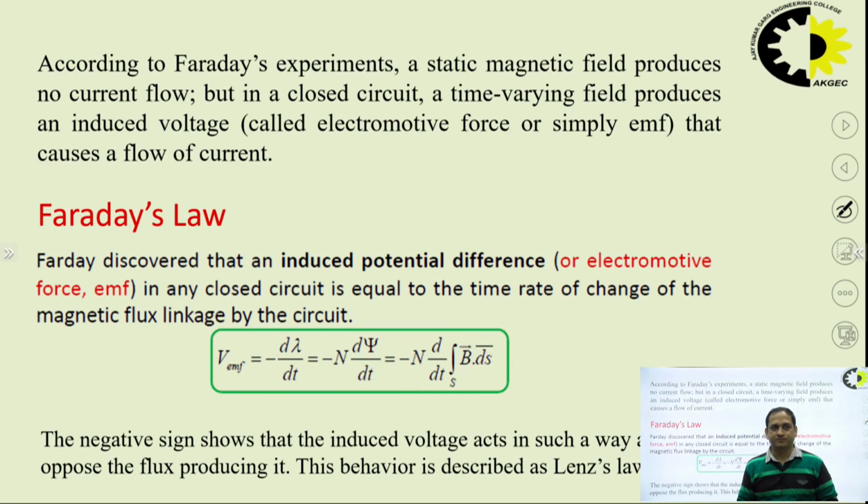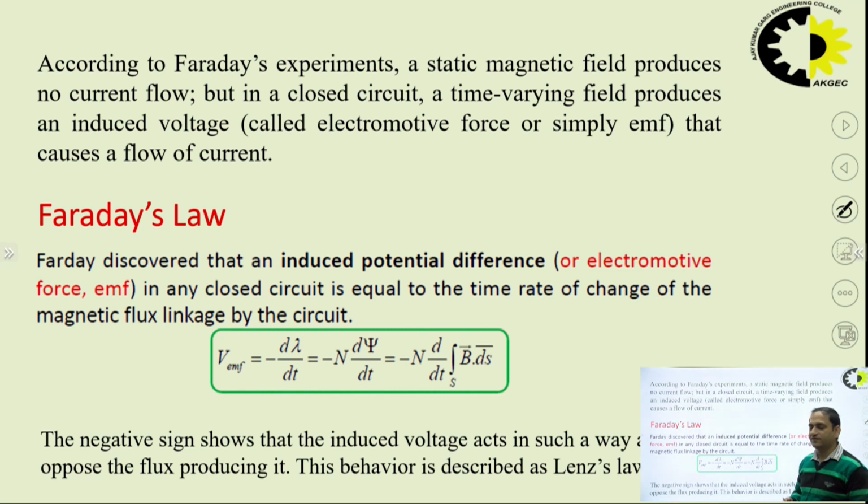So the first one is, as we said, based on Faraday's law. Till now we know the concept that when we have a current carrying conductor, the current is already flowing in the conductor, and because of that the magnetic field will be generated. Now the opposite of that: when the magnetic field is there, how will the current be generated? This is the concept they discovered.